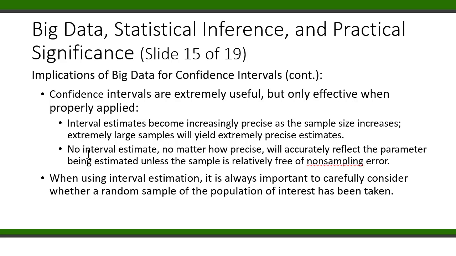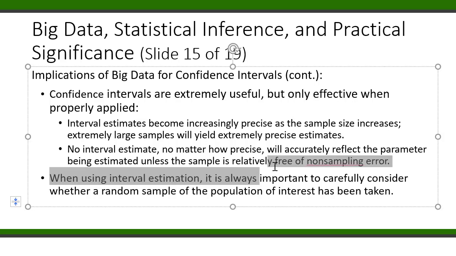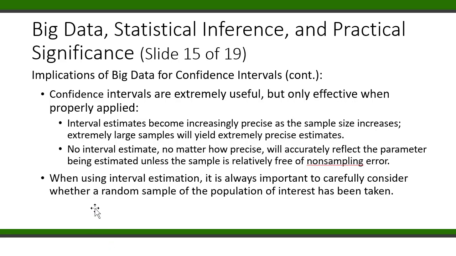And you also need to keep in mind that no interval estimate, no matter how precise, will reflect the parameter being estimated unless you're assured that that sample is relatively free from sampling error. And that's going to be hard to do. And if you're going to do interval estimation, make sure you always consider whether that random sample of the population of interest has been taken. Does it contain everything that you really want to generalize to that population?